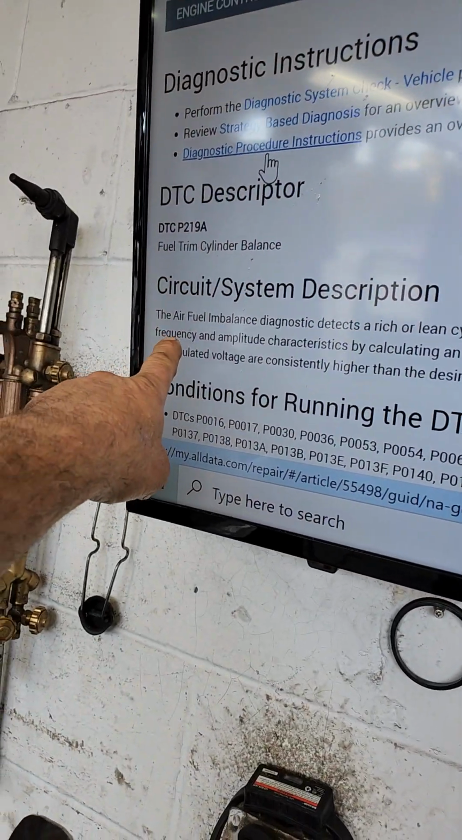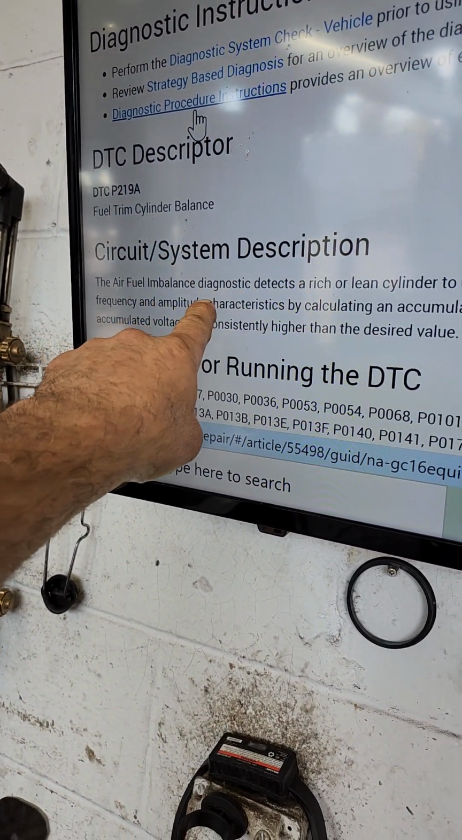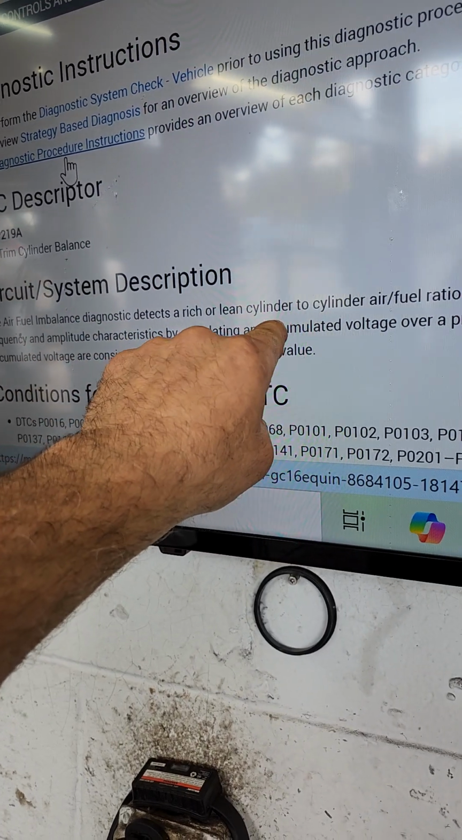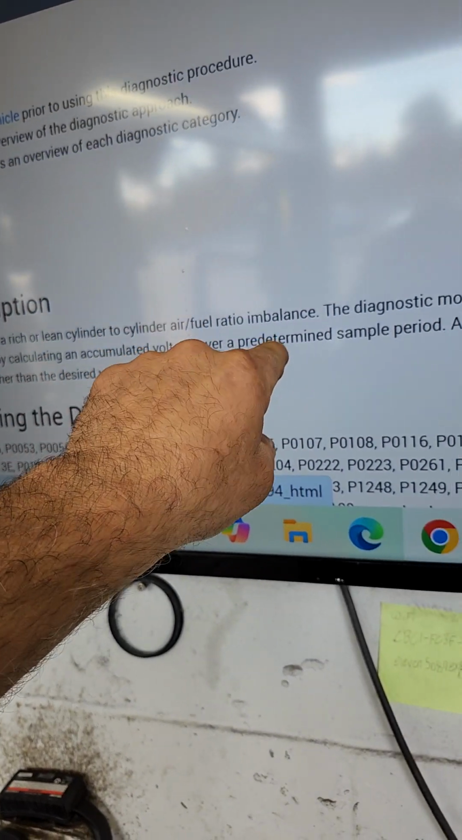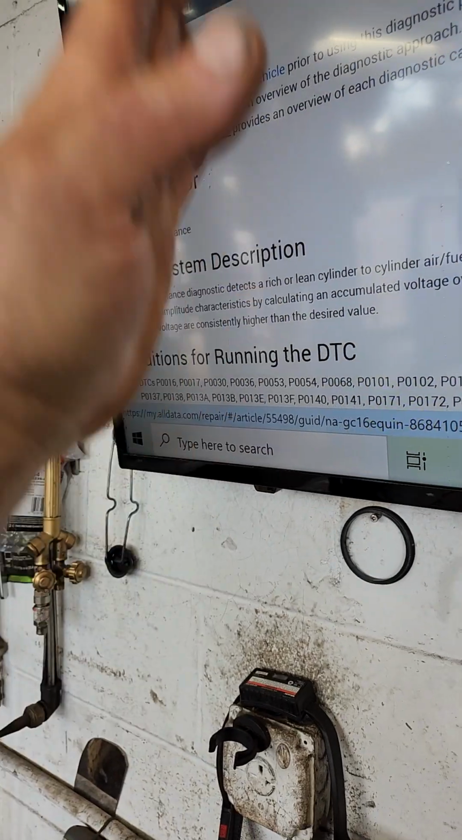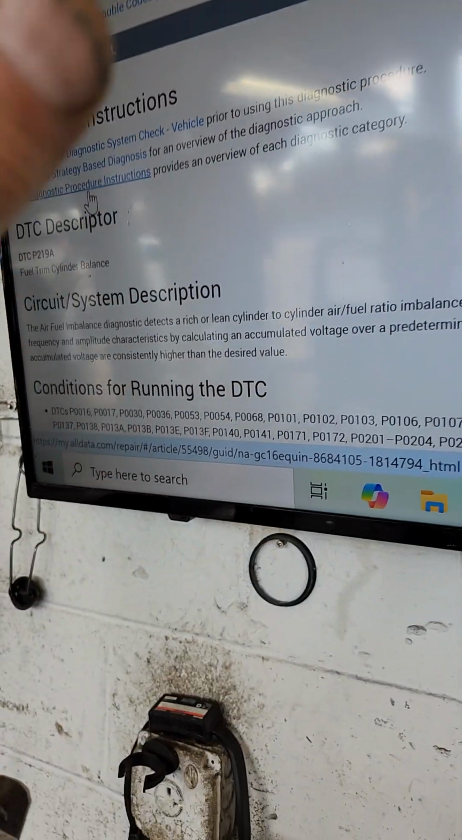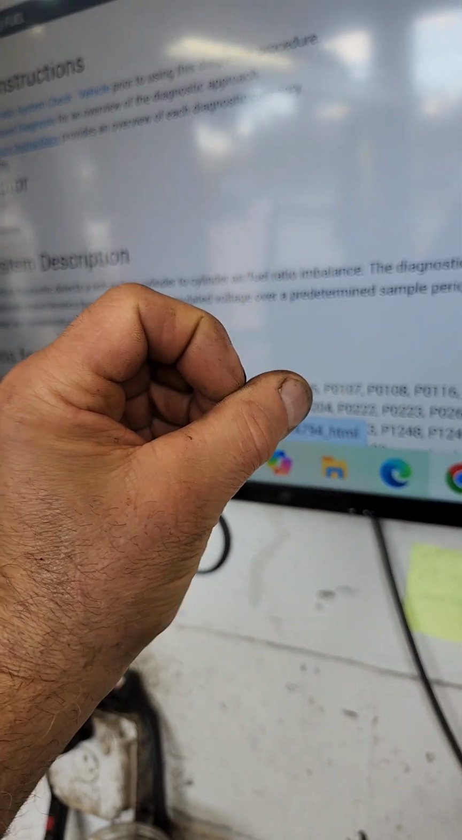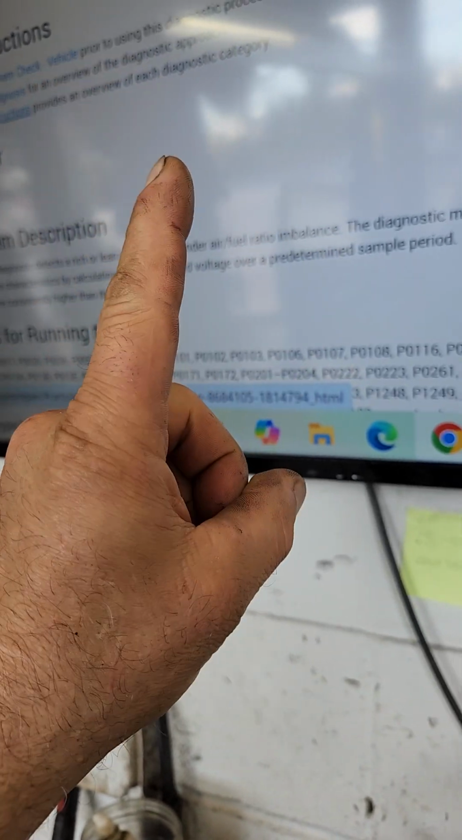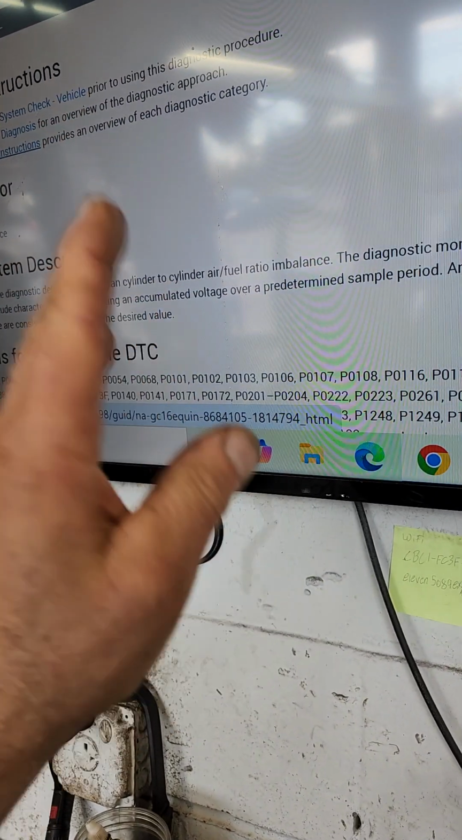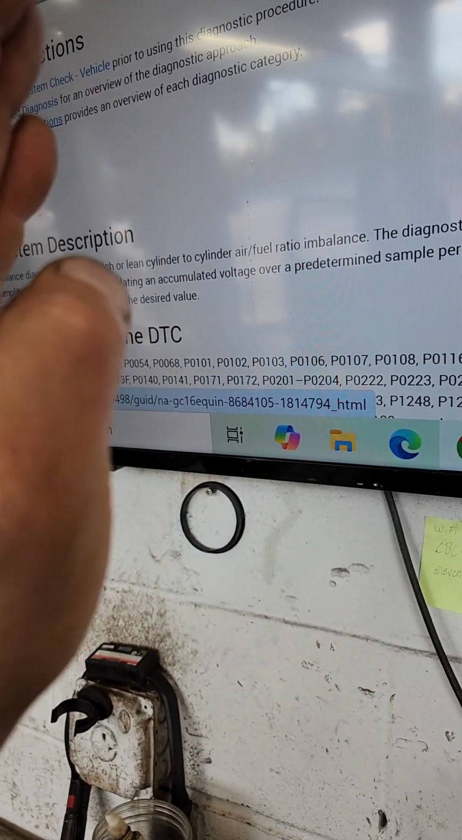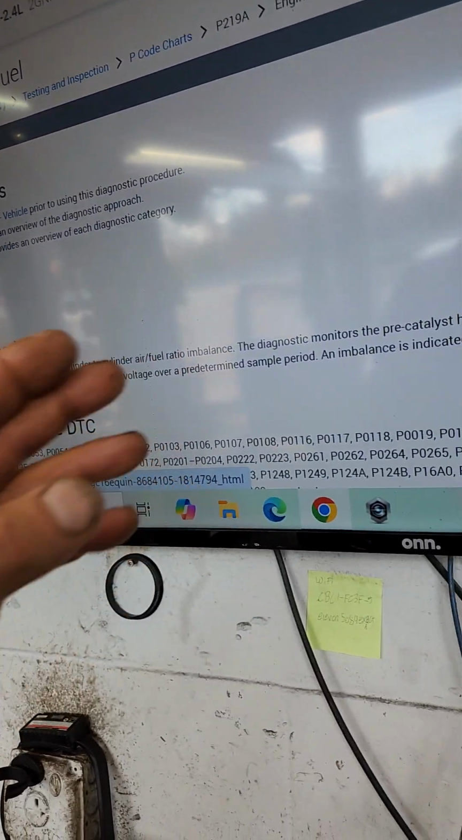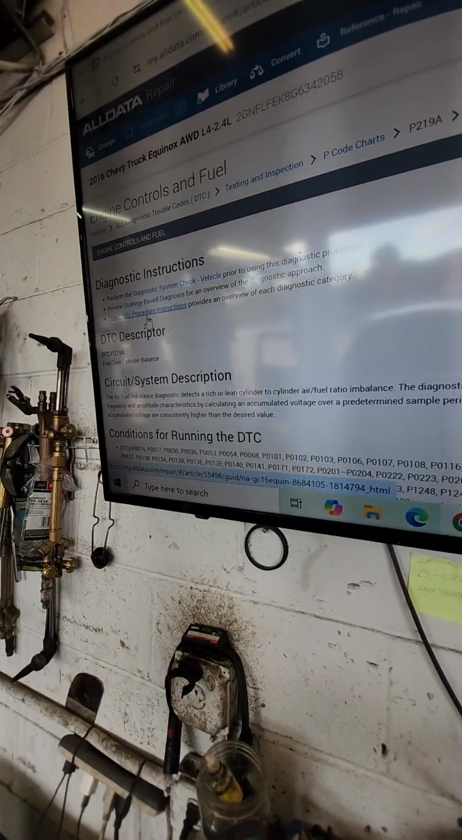You ready? So here's how this works. Think about what the code is saying first of all: cylinder imbalance. The air fuel imbalance diagnostic detects a rich or lean cylinder to cylinder air fuel ratio imbalance. So it's saying from one cylinder to the next cylinder to the next cylinder as the engine's firing, that oxygen sensor upstream is saying cylinder 4 did this, cylinder 3 did this, cylinder 2 did this, cylinder 1 did this, and there is a problem. So this is telling you that there's an imbalance of fuel in the combustion chamber.